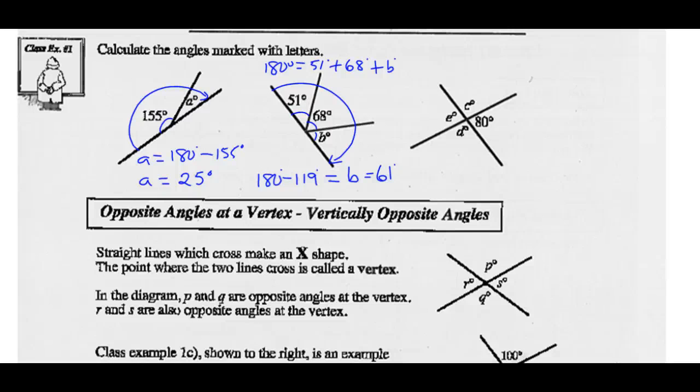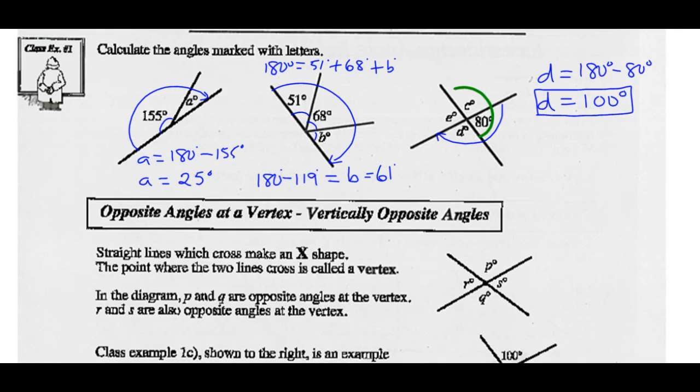And if I look at this third example, I know that along this line, that's 180 degrees. So D should equal 180 degrees minus 80 degrees. So D is 100 degrees. I know that along this line, that's 180. So angle C should be 180 minus 80. So angle C is also 100 degrees.